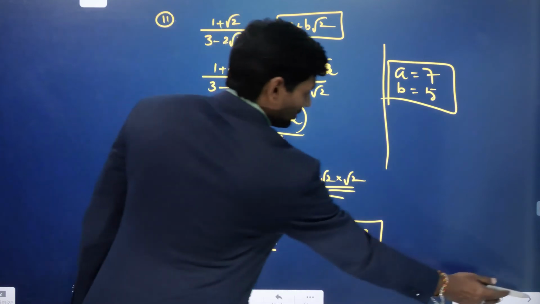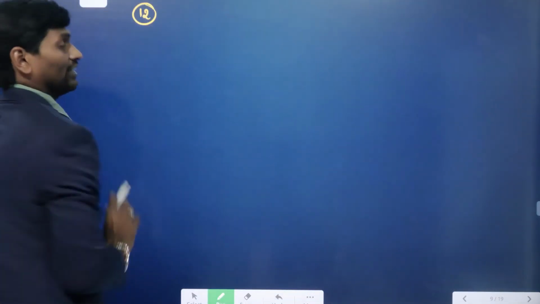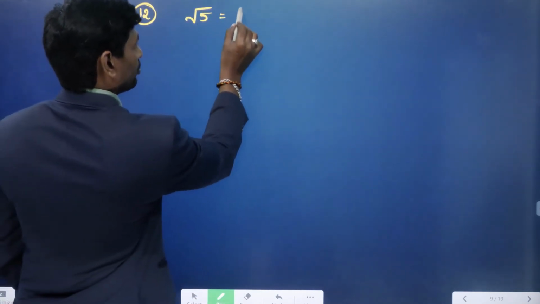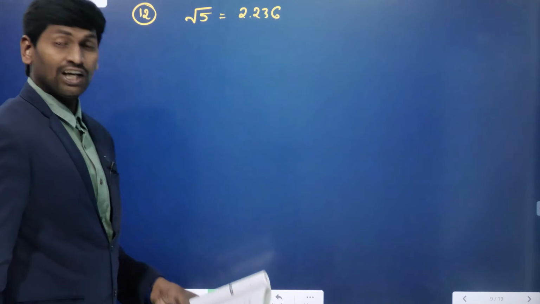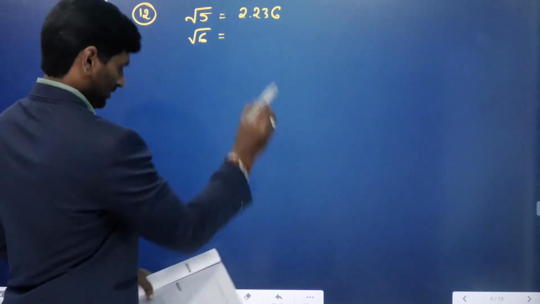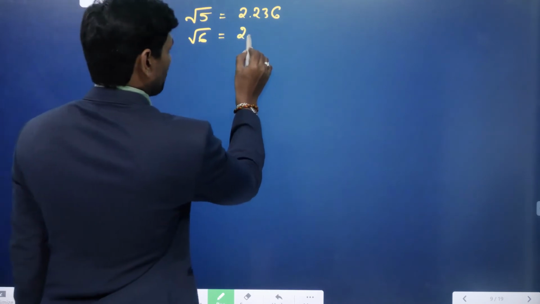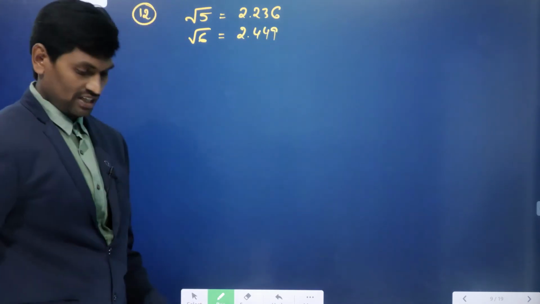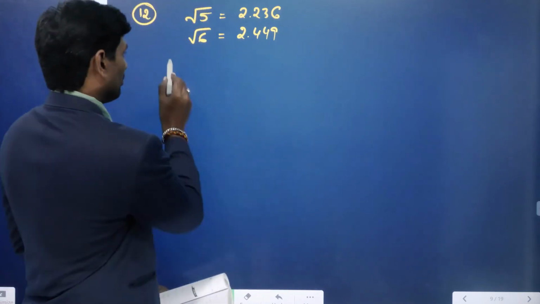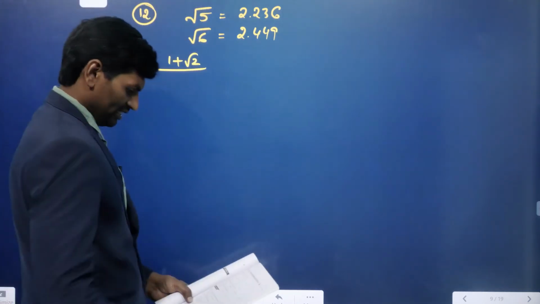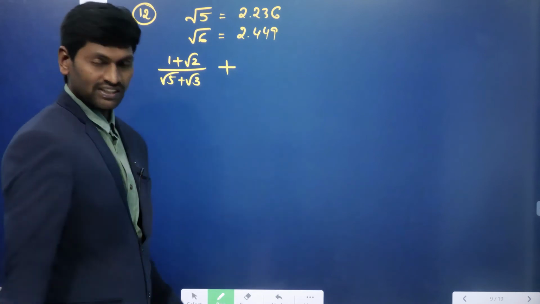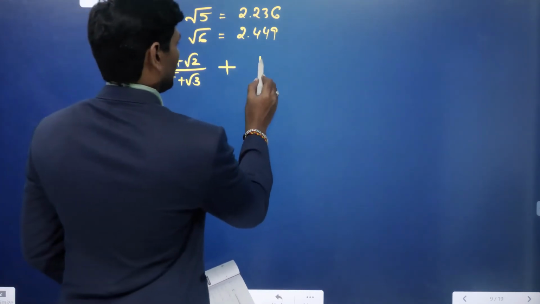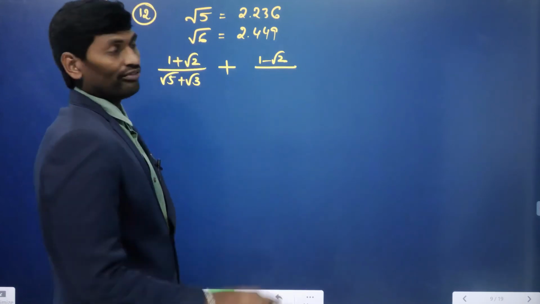Let us go to question number 12. The 12th question, root 5 value is given. What is the root 5 value given? 2.236. Then root 6 value is 2.449. Now we need to find the value of 1 plus root 2 by root 5 plus root 3, plus 1 minus root 2 by root 5 minus root 3.